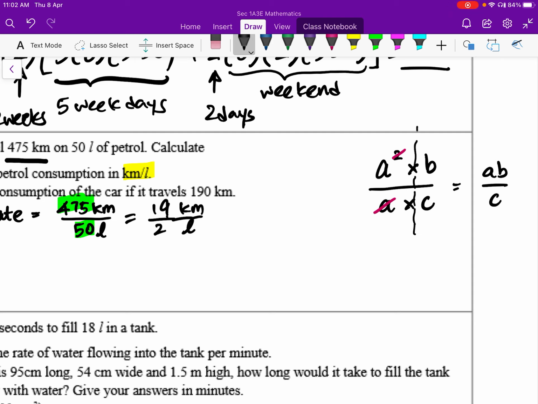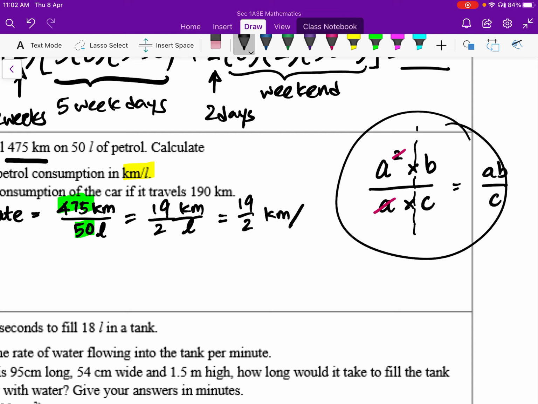The numbers in this algebra case will be your A. The B and the C, you treat them as your units. It works the same way. So we end up with 19 over 2. You can change it to a decimal if you want. You can leave it as a fraction if you want. 19 over 2 kilometers per liter. Can you do mixed number? Yeah, sure, you can. So you can treat the units over here just like your algebra.